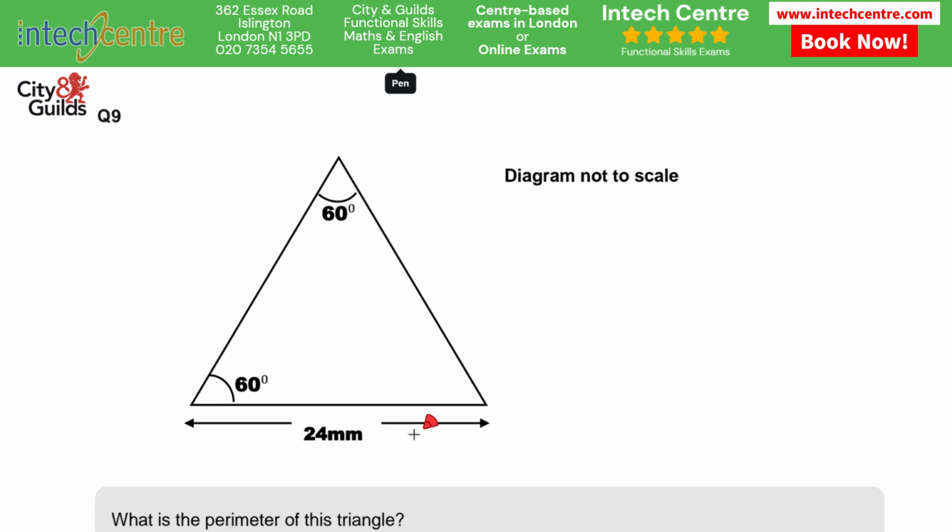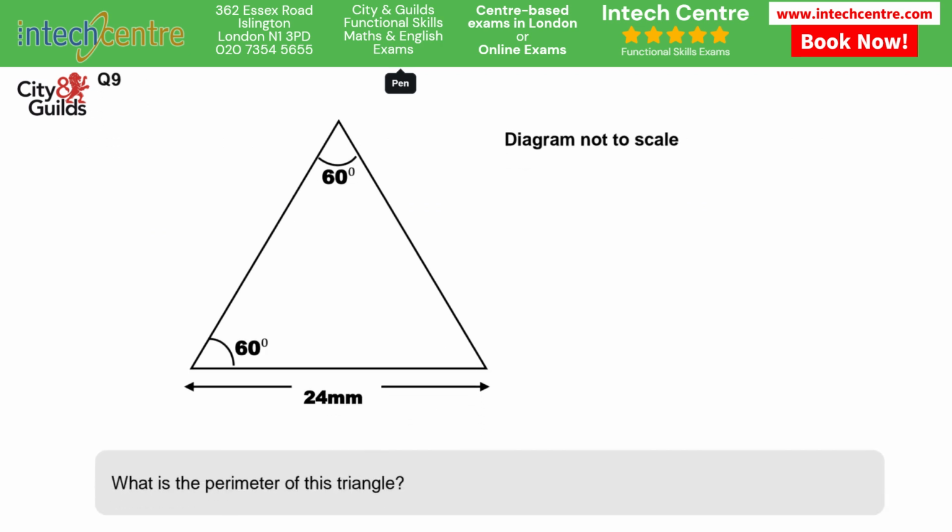For question 9, we have a triangle and we're asked to work out the perimeter of the triangle. Now we can see that the angles within the triangle should add up to 180. So we have 60 here, 60 here, which means the final angle down here would also be 60, which means we have an equilateral triangle. With an equilateral triangle, all sides are the same length. So we have 24 here. This length here is also equal to 24, and this length here will also be equal to 24.